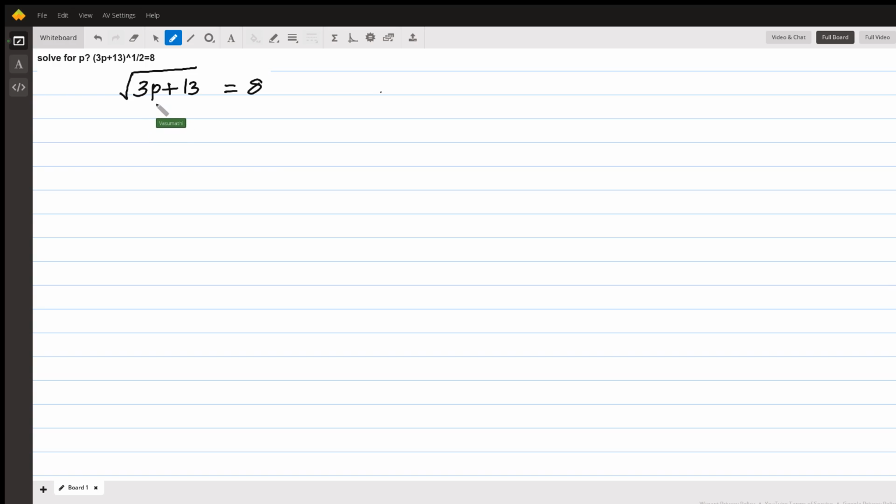So in order to solve for p, we have to get it out of the square root sign. So we do the inverse of square rooting, which is squaring. So let's square both sides. So squaring both sides, this will give me 3p plus 13 under the radical symbol. And I'm raising the entire thing to the second power and do the same thing on the other side.